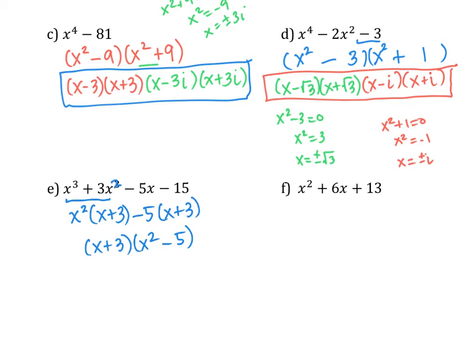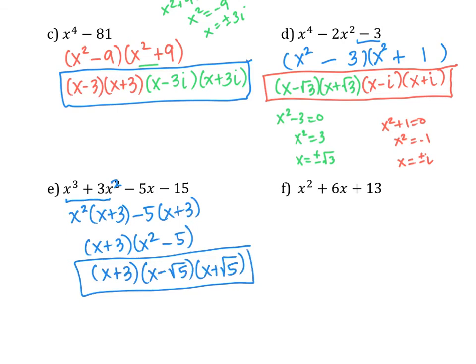Okay, because I want to put this in linear factors, I'm going to keep going. So I'm going to bring down the x plus 3. Okay, if I set x squared minus 5 equal to 0, I would add 5, and then I would square root it. And I would get plus or minus square root 5, which means my remaining factors are x minus square root 5 and x plus square root 5. Okay, this is fully factored into linear factors, which is why I went here. If it had told me to only factor over the rationals, I would have stopped at this step. Okay, but this is fully factored.